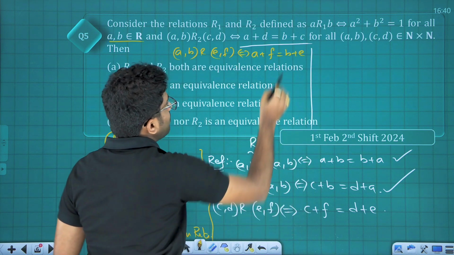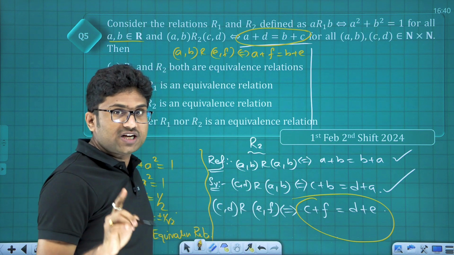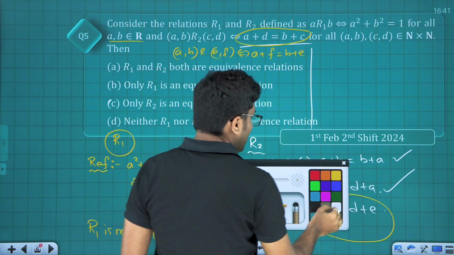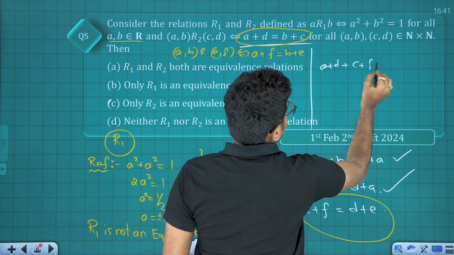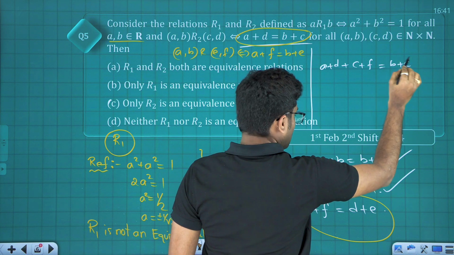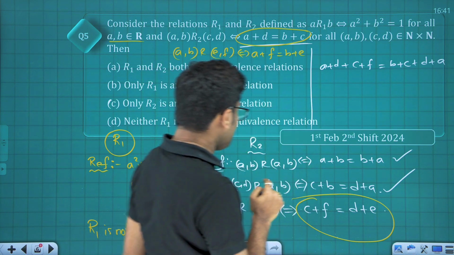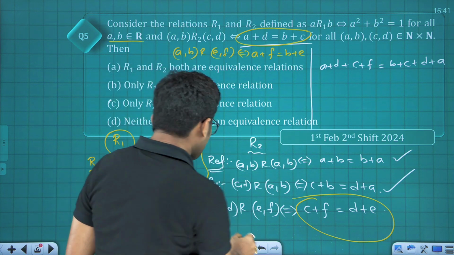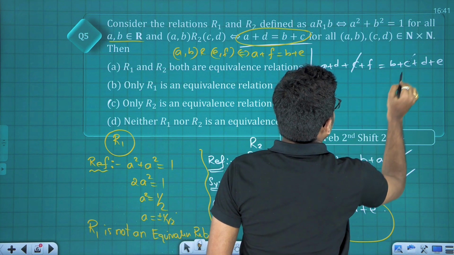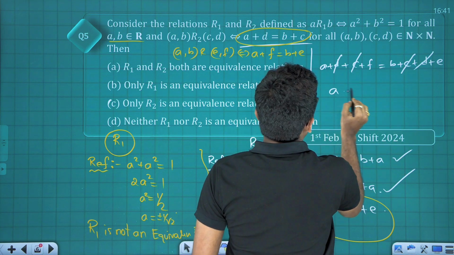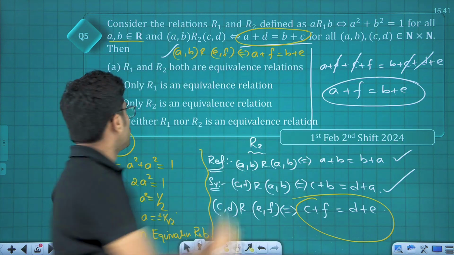For that we do one thing. We'll add this one and this one. These two are true statements, no? We'll add these two. So when we add, what happens, you see? a + d + c + f = b + c + d + e. So cancelling c and d, a + f = b + e. That means clearly it is transitive, friends.